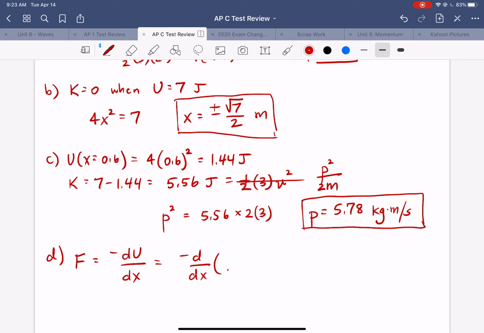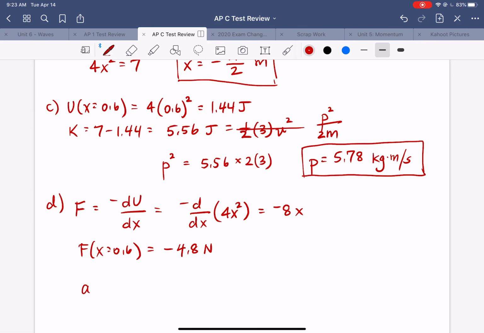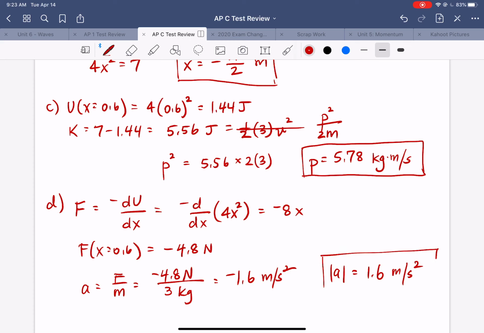We're taking the negative derivative of the function 4x squared, so that gives us minus 8x. So that means when x equals 0.6, the force acting on this object is minus 4.8 newtons. So the acceleration will be force divided by mass. The mass is 3 kilograms, so that is minus 1.6 meters per second squared. The problem asks for the magnitude of the acceleration, so that's just the absolute value. That will be 1.6 meters per second squared.